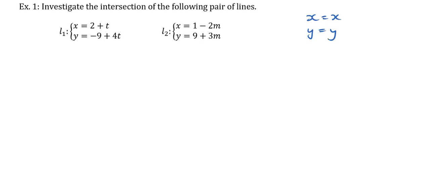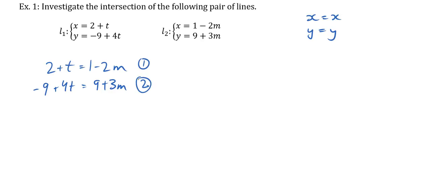But how do I figure that out? Well, interestingly, I've got 4 unknowns here: x and y and t and m. But when I set it up for x equal x, I get 2 plus t equals 1 minus 2m. That's when x equals x. And when y equals y, I get negative 9 plus 4t equals 9 plus 3m. And now I've got 2 equations with 2 variables. And so this is a different linear system in a way.